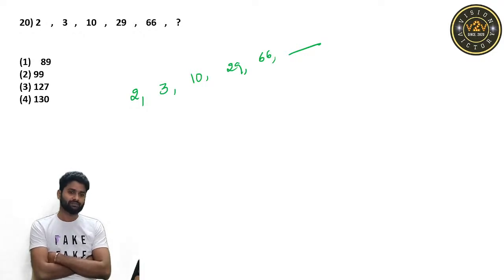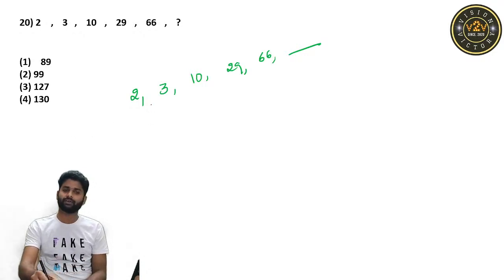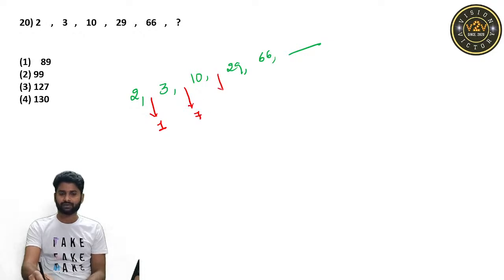So what can be the next number? Now, if you are interested, you can find the difference here. Difference is 1 unit. Difference is 7 units. Difference is 19 units. Here the difference is 37 units. Let's go for one more difference here.